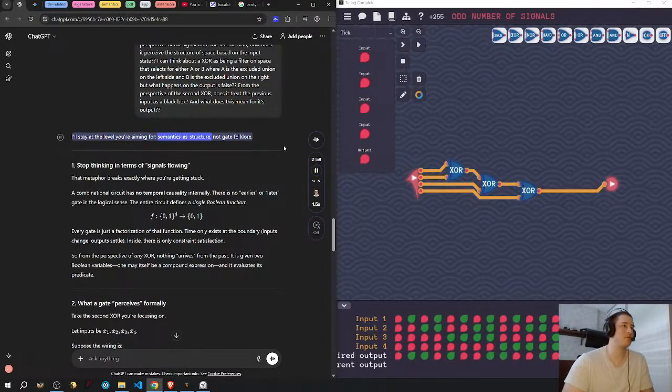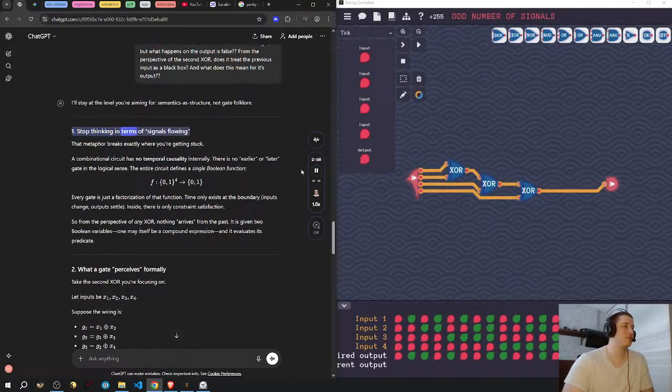I'll stay at the level you're aiming for, odd number. Semantics is structure, not gate folklore. Stop thinking in terms of signals flowing. So this is gonna tell whether or not the signal is odd.